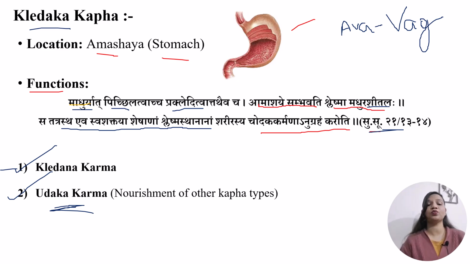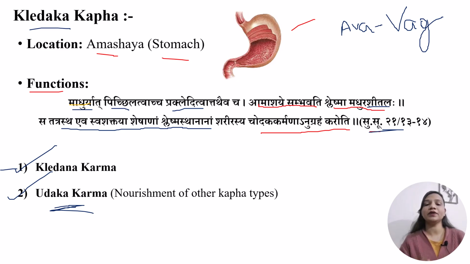Now let's understand what exactly the Kledan karma of Kledaka Kapha is. So Kledan means moistening of the food that we ingest. Okay, so what the Kledaka Kapha does, it moistens the food that we ingest and makes it soft and into a bolus form for proper digestion. So this is the first stage of digestion according to Ayurveda.